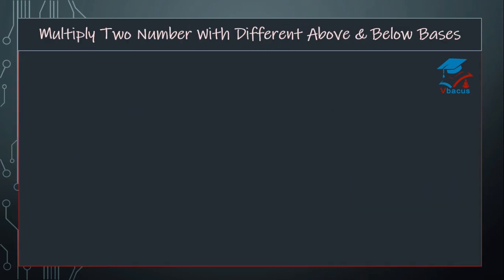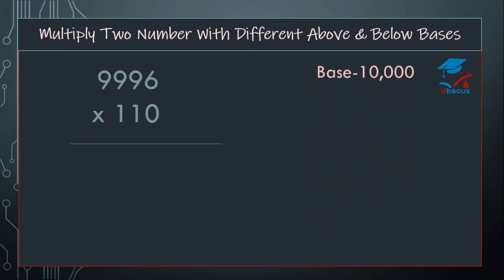There is one more sum where one number is below base and one number is above base, and there is a difference of bases also. 9,996 is near base 10,000. 110 is near base 100. Difference of bases is 100. 9,996 is 4 less than 10,000. 110 is 10 more than 100.